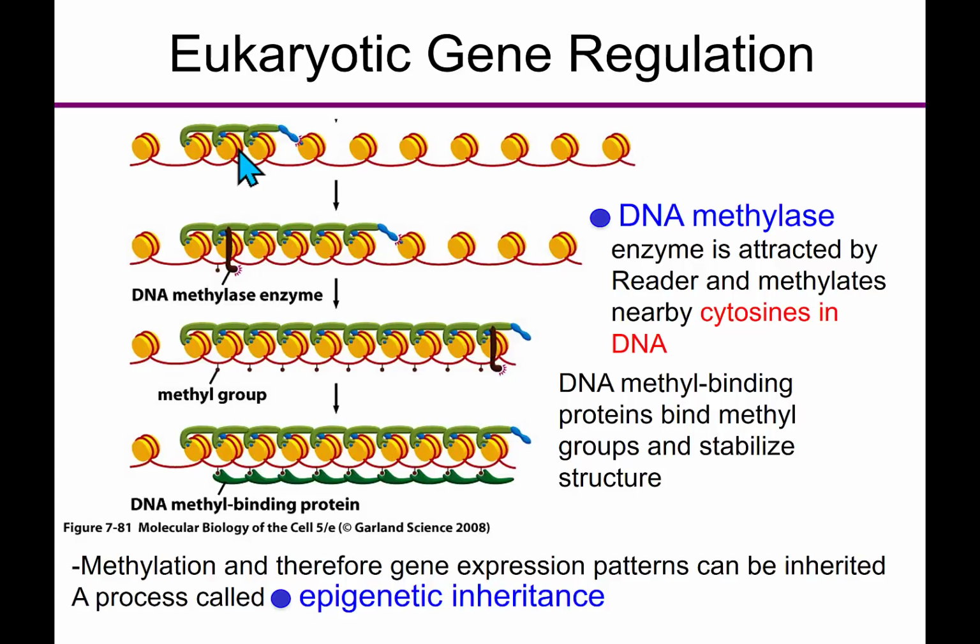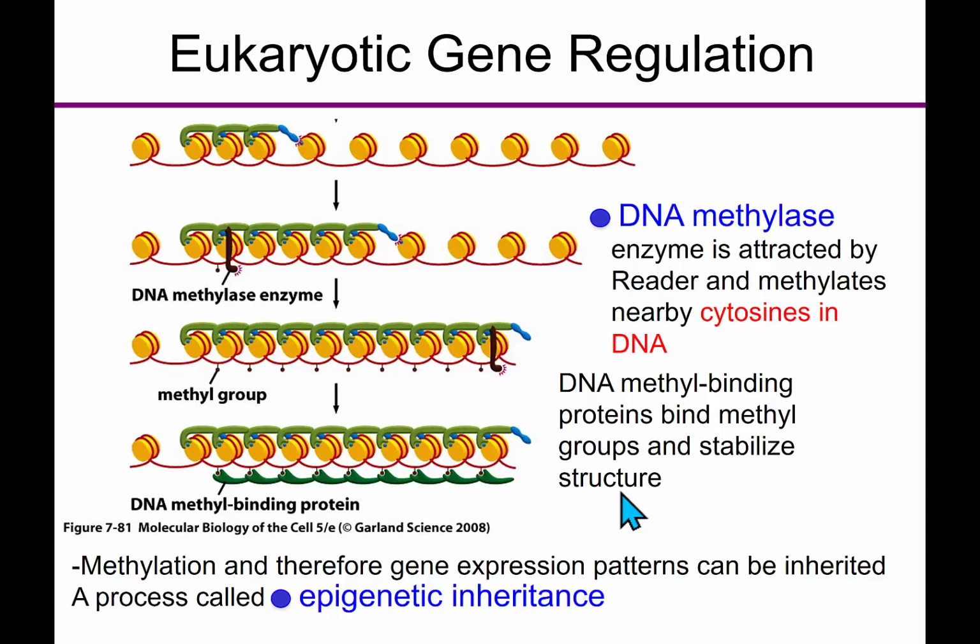Now, there's actually additional steps shown for you here, because what happens next is this DNA methylase enzyme comes in. As it says, the DNA methylase enzyme is attracted by the reader and methylates nearby cytosines in the DNA. So we're no longer talking about histone tail modification only. Notice in this particular case, this DNA methylase enzyme directly modifies the DNA. Instead of just cytosine now, it's a methyl cytosine.